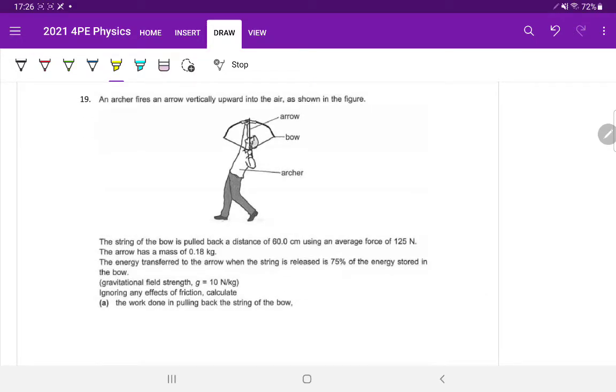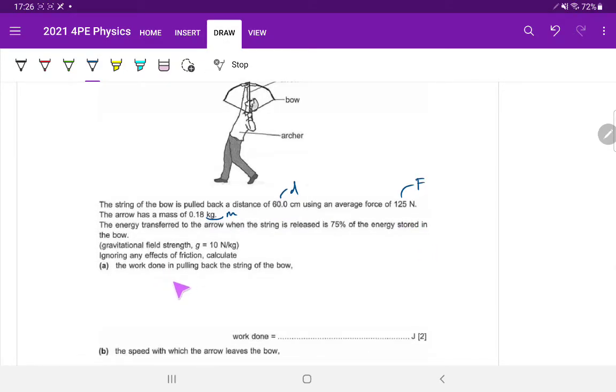Question 19, an archer fires an arrow vertically upward into the air as shown in the figure. The string of the bow is pulled back a distance of 60 cm using an average force of 125 N. So it's going to move back 60 cm. This arrow has a mass given here, so what do you have? You have your distance, your force, and your mass. The energy transferred to the arrow when it is released is 75% of the energy stored in the bow.